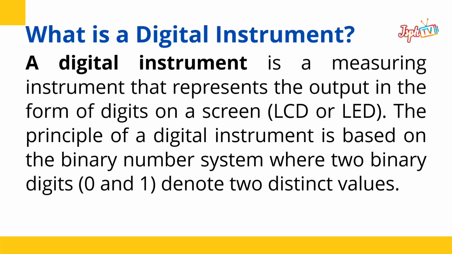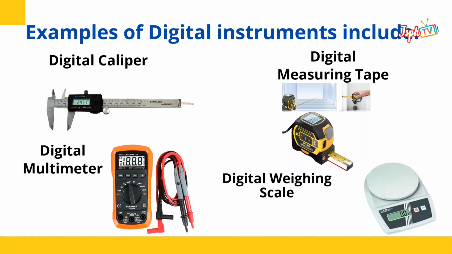What is a digital instrument? A measuring instrument that represents the output in the form of digits on a screen, LCD, or LED. The principle of a digital instrument is based on the binary number system, where the two binary digits are 0 and 1. Examples of digital instruments include digital caliper, digital measuring tape, digital multimeter, and the digital weighing scale.